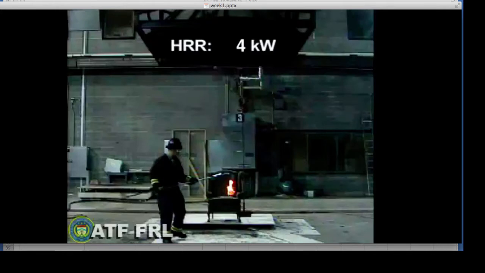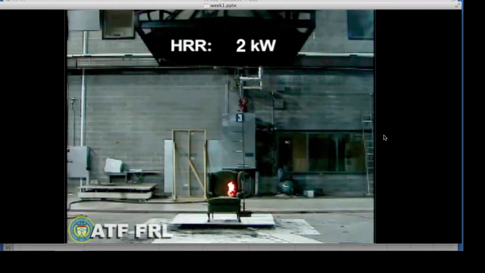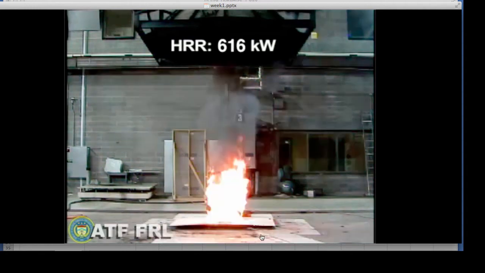Remember earlier, we looked at this video here of the chair. And the peak for that chair from this test, I believe, was about 650 kilowatts. And we're somewhere here.